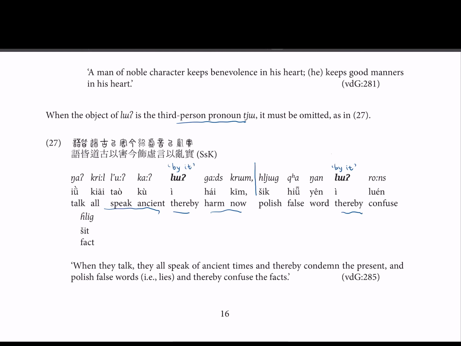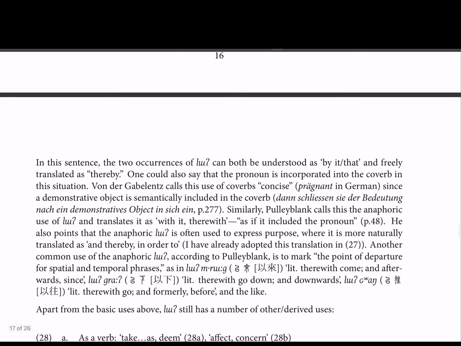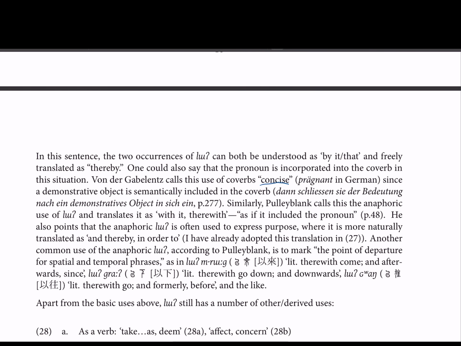So if we want to say something like, I learn classical Chinese in order to read ancient texts, we can say, I learn classical Chinese, le, read ancient texts. Oh, we actually know how to say ancient now. It's ga, so we can put that in. I learn classical Chinese, le, read ga texts. This use of the coverb le is described as concise in the Galebentz textbook. And similarly, Pulleyblank calls this the anaphoric use of coverbs.